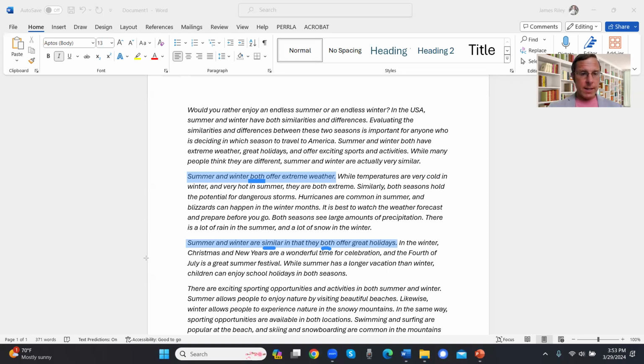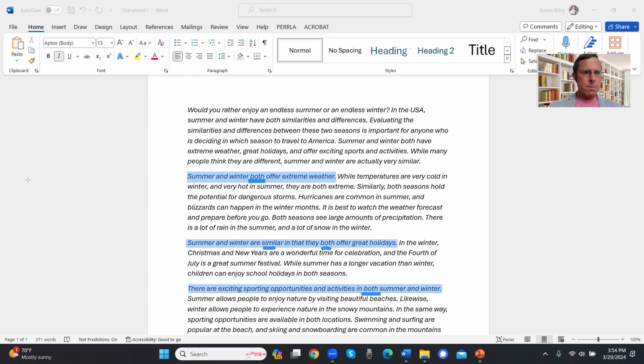And then finally, the last topic sentence: "There are exciting sporting opportunities and activities in both summer and winter." So again, that author's using great comparative language, and he's addressing the third point mentioned in his thesis map. So everything is really lining up nicely here, okay?